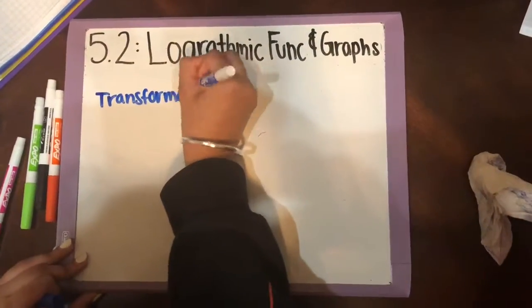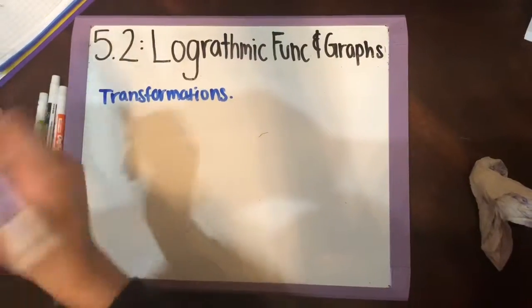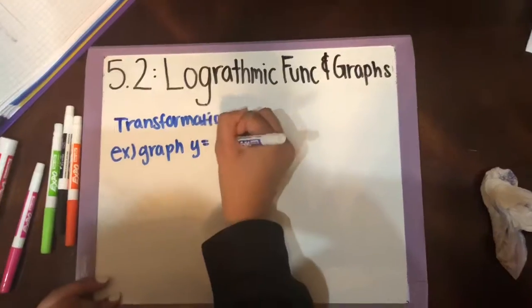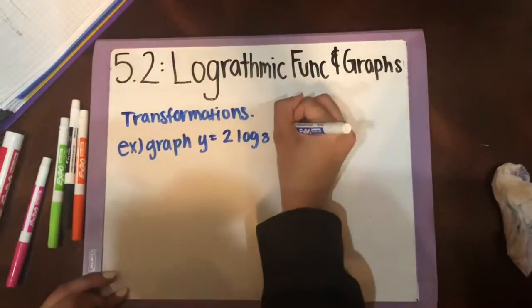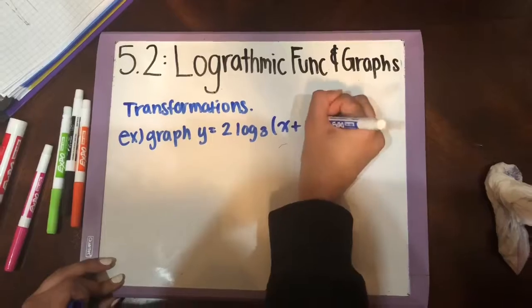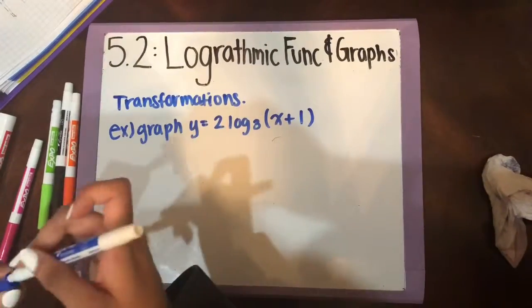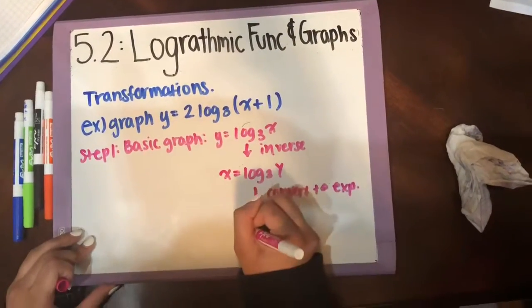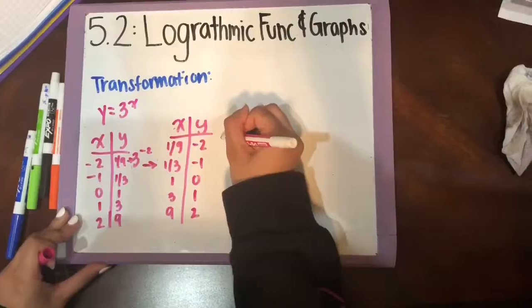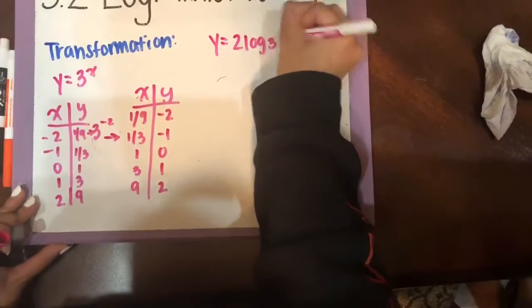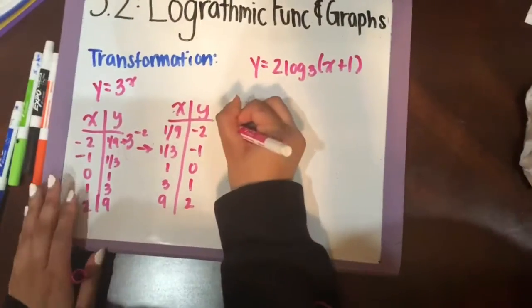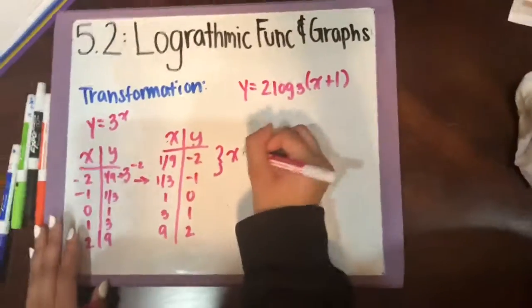So the last example is transformations in a log graph. So let's take the example, graph y is equal to 2 log base 3 of (x plus 1). And from here, you want to start off with step 1 as I showed you previously. So you want to start off with the inverse, and then you want to convert it into exponential form, and then you want to make your table of values. So from there, looking at your equation, you apply all the transformations in order to create your last and final table of values. So to find x, it will be x plus 1, and to find y, you simply multiply it by 2.